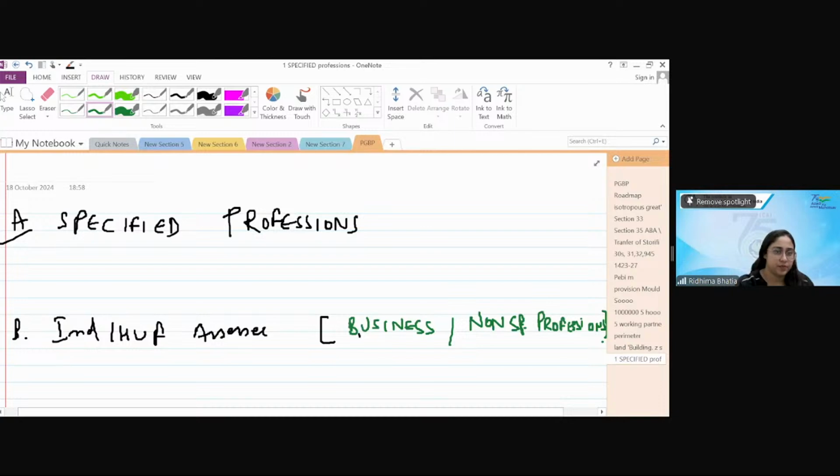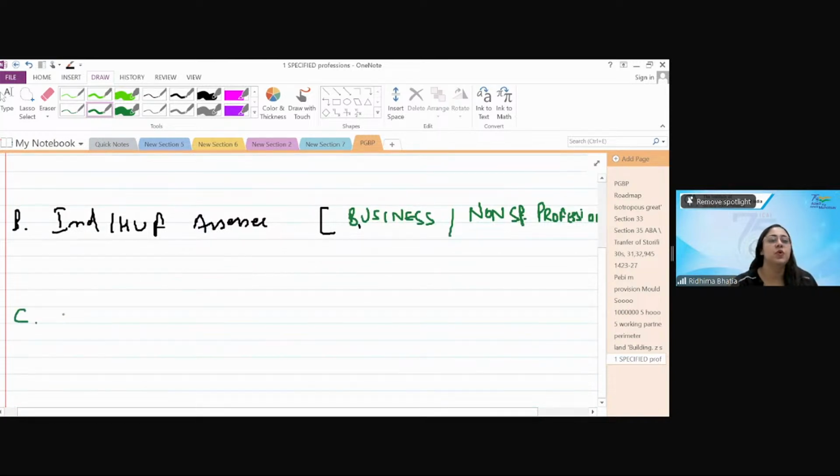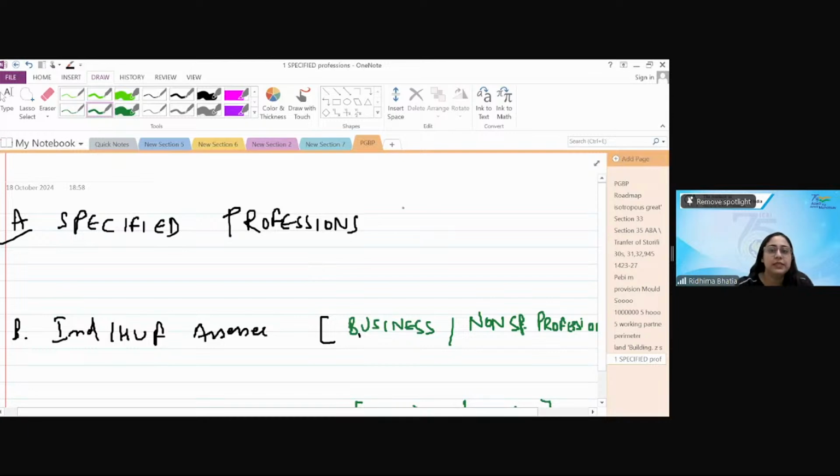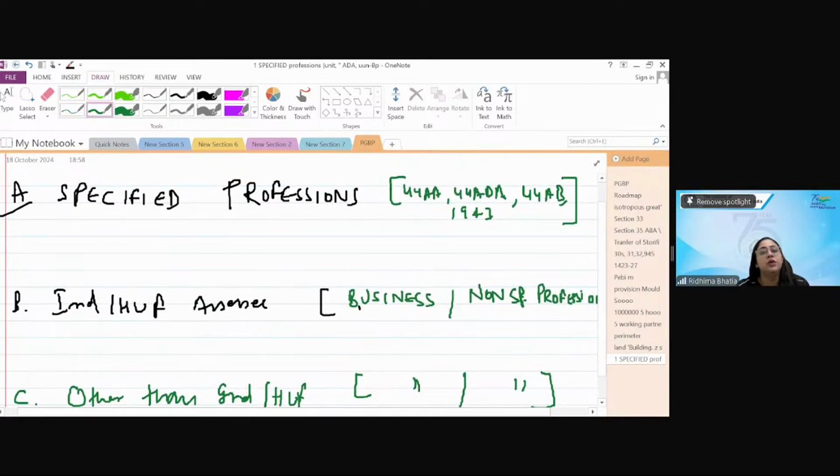And part C, which is for the SSCs who are into other than individual HUF, SSC who are into either the business or non-specified profession. Okay? Right now, remember the specified professions, because this particular part will help you in 44AA, 44ADA, 44AB also, and even in your 194J. So please remember that there are certain specified professions, individual HUF, and other than individual HUF for maintenance of books. For maintenance of books I've divided into 3 parts, but this list of specified professions will come in handy in these sections also. 194J is written, okay?